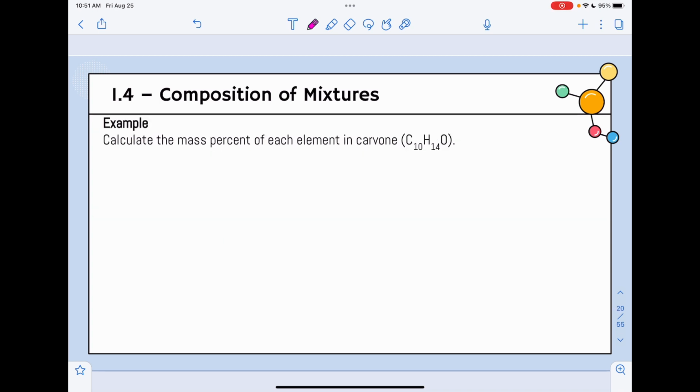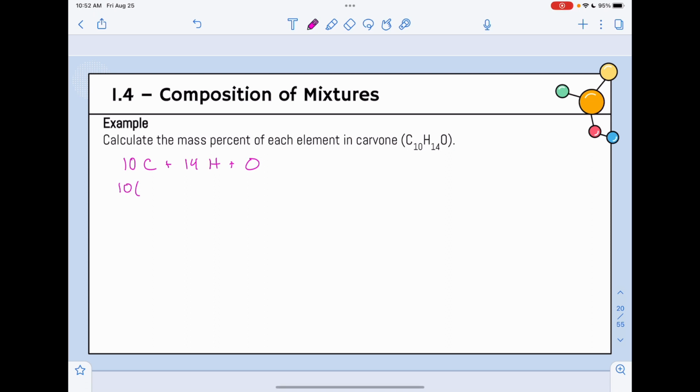Okay, so let's first look at mass percent. So our example here is carvone, or C10H14O. So what we want to look at here is what is the mass percent of each element in this particular compound. First thing we need to do is figure out what the total mass is, and we're going to just add up the molar mass. Okay, so we've got 10 carbons, 14 hydrogens, and an oxygen.